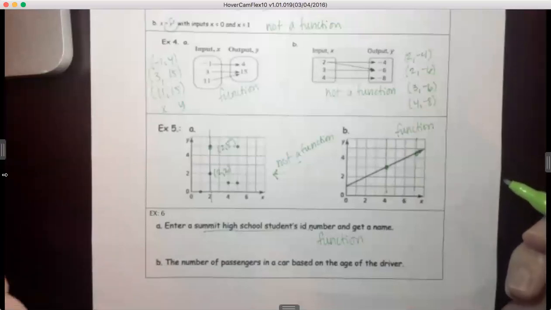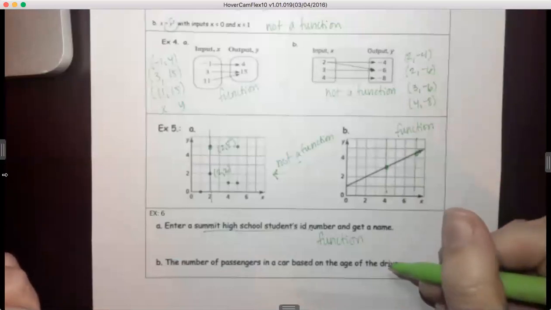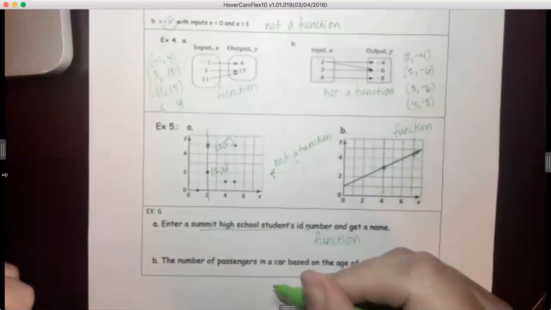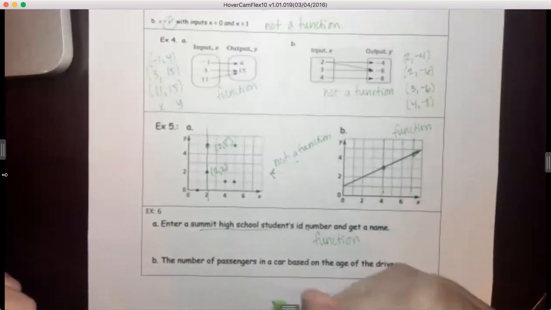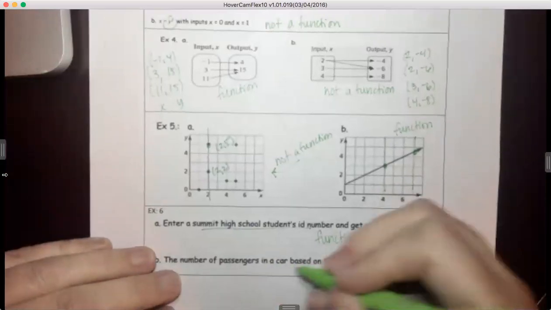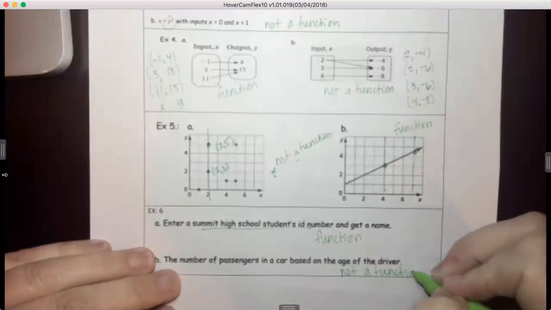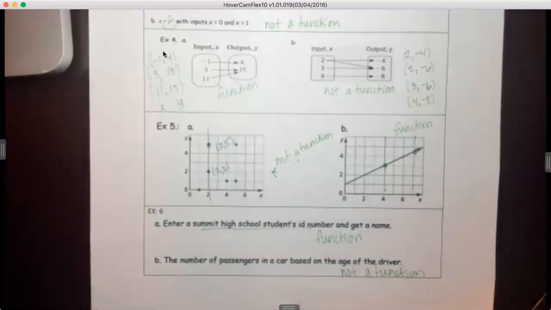Now, the number of passengers in a car based on the age of the driver. Well, lots of drivers are age 16, lots of drivers are aged 45, lots of drivers are aged 30, so that doesn't really work. And even if you turn it around and say, let's make passengers in a car the x, you can have lots of cars on the highway or driving around town that only have one passenger or two passengers. So these x's would repeat. So this means it is not a function. And we're done with this one.